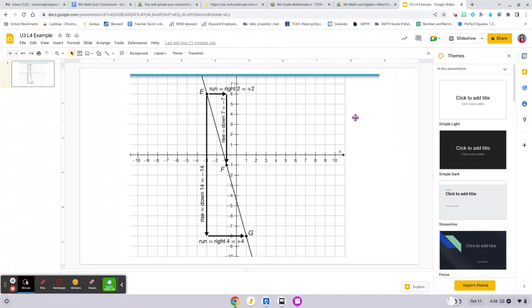Is the function increasing or decreasing? How do you know? All right, so let me show you.